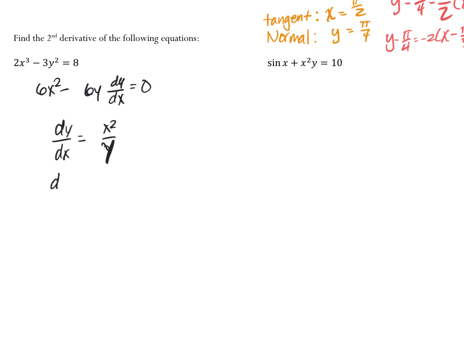So, what is the derivative of the right-hand side? 6y to the negative second dy dx. Well, I canceled my 6's out. Oh, I should have done that. Okay, so if we did that, it's what? Low d high... This one, minus x squared times dy dx, right? All over y squared?